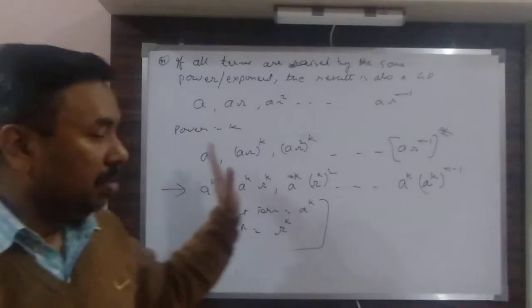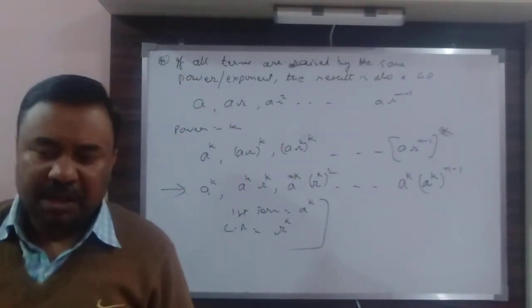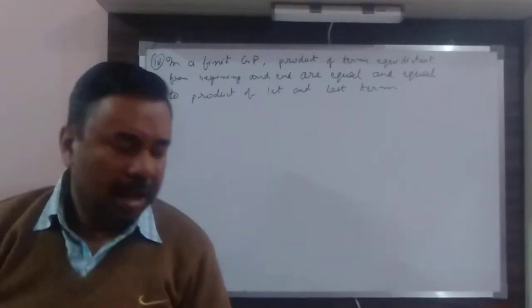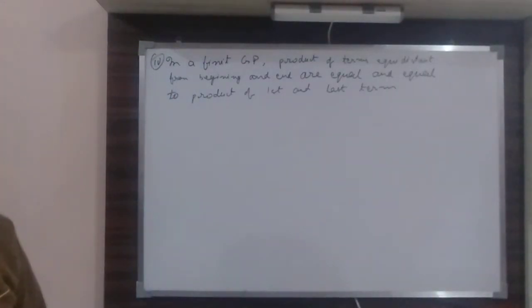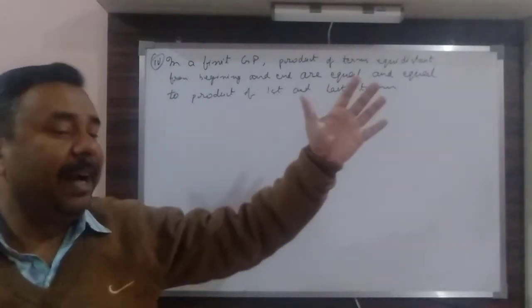Very important. Now the next ones are something different, but they are also properties. Okay, so the fourth property says: in a finite GP. Why have I taken a finite GP? Because I want to take the term from the end also.